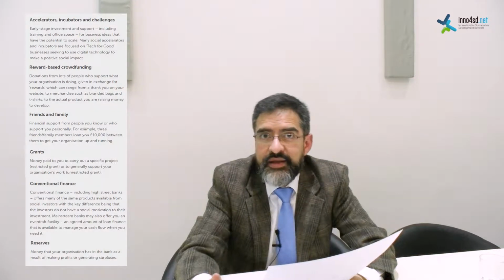In addition to these alternatives, there are other 6 that are suggested as something that can also be used, mechanisms that can be used for a sustainable impact. One of them is resorting to accelerators, incubators, and organizations that use the system of challenges. Another option is reward-based crowdfunding, family and friends as well, grants, conventional finance, and reserves from the funds of an organization. I would like to highlight the fact that conventional finance is presented here as an alternative to the other series of mechanisms that we have seen.